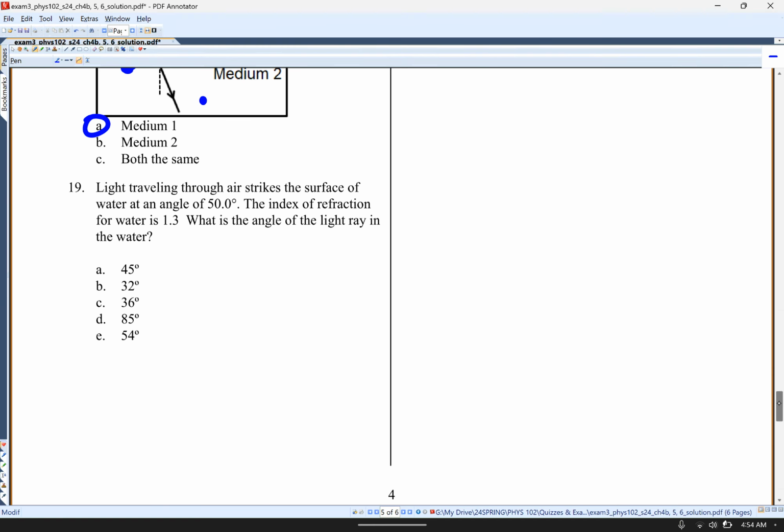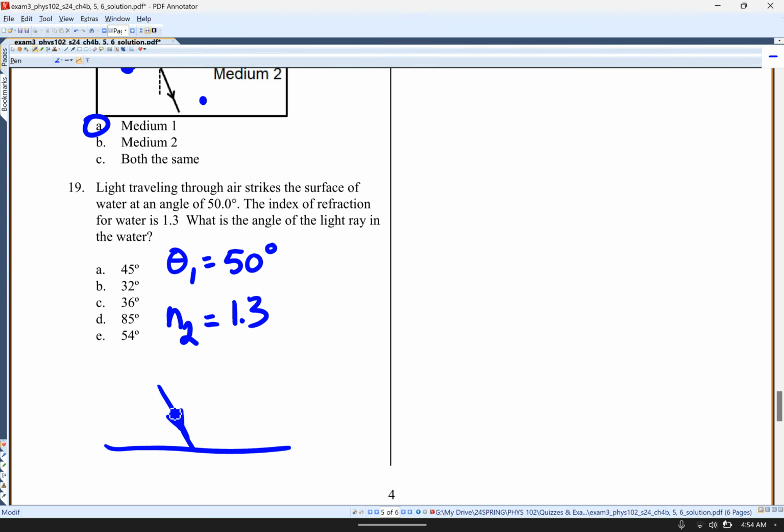Light travels through air, strikes the surface of water, so theta 1 is going to be 50 degrees. n2 is equal to 1.3. What is the angle of the light ray in the water? I like to draw pictures. They help me to think about this. It's traveling in air, so n is equal to 1, and this is equal to 50 degrees. I think I got that right. Light traveling through air, yeah. And then this is n equal 1.3, and so I can use that to now solve for theta 2.